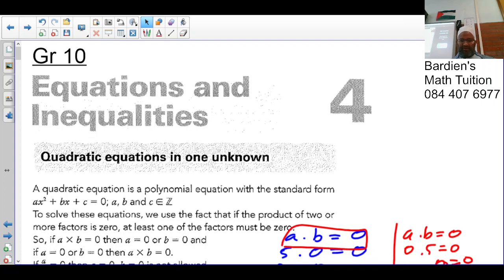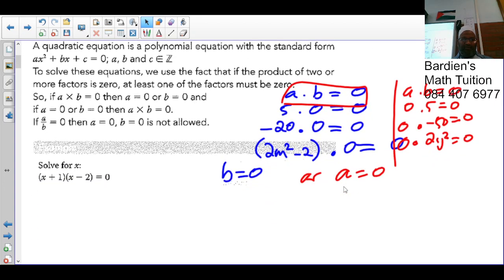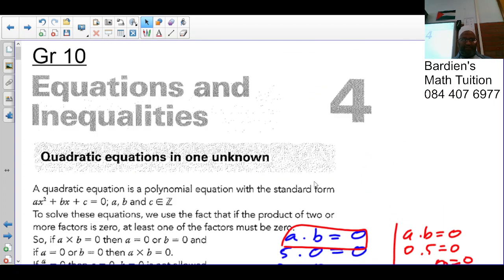Okay, so I'm just going to start off. Which page is this on? This is on page 79. It's the examples on page 79.